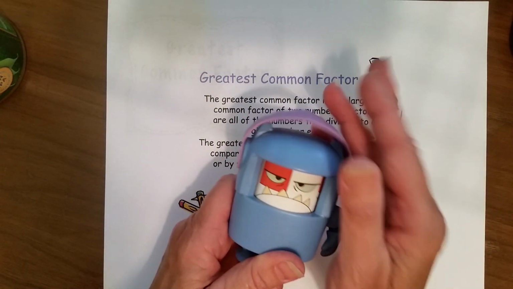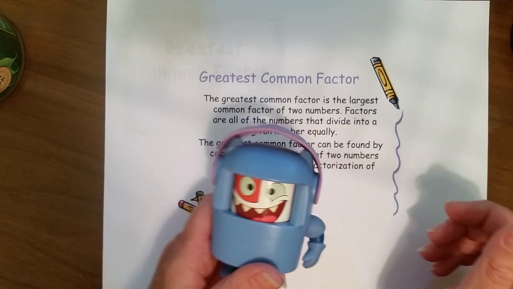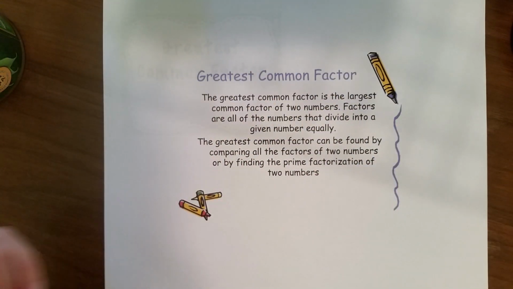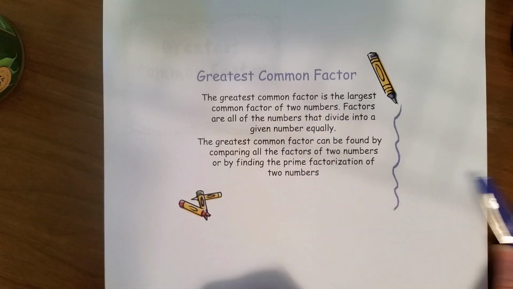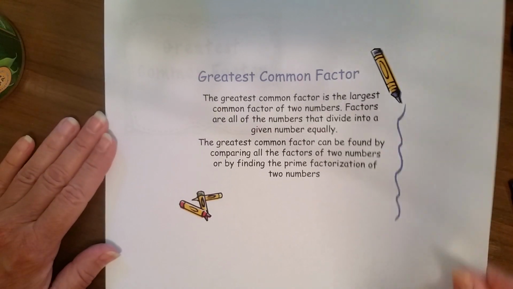But anyway, we're going to get a hold of how to find what they call the greatest common factor, because this actually is very useful. But let's just think of it differently. Let's try to reframe it. So here's typically how it's introduced. The greatest common factor, boys and girls, is the largest common factor of two numbers. Factors are all of the numbers that divide into a given number equally. The greatest common factor can be found by comparing all the factors of two numbers or by finding the prime factorization of two numbers. Wah, wah, wah. Am I right? Well, let's just look at it differently.